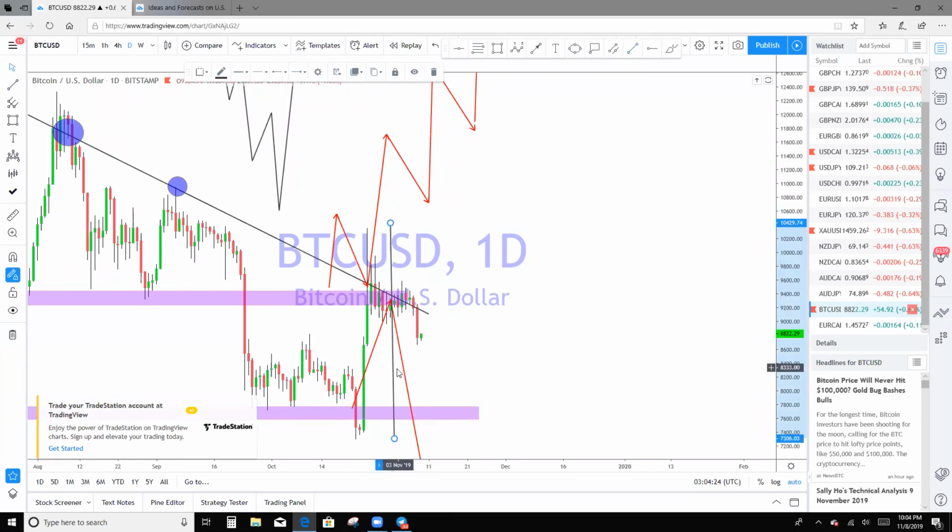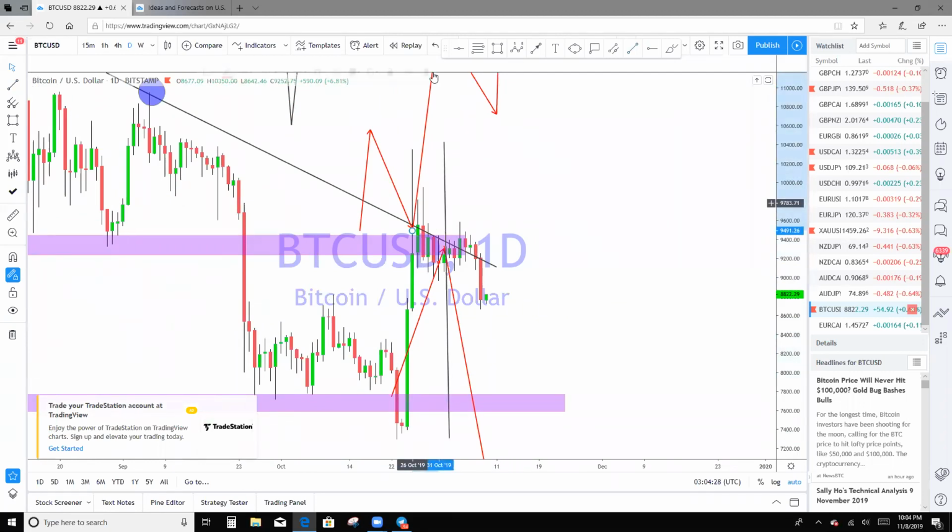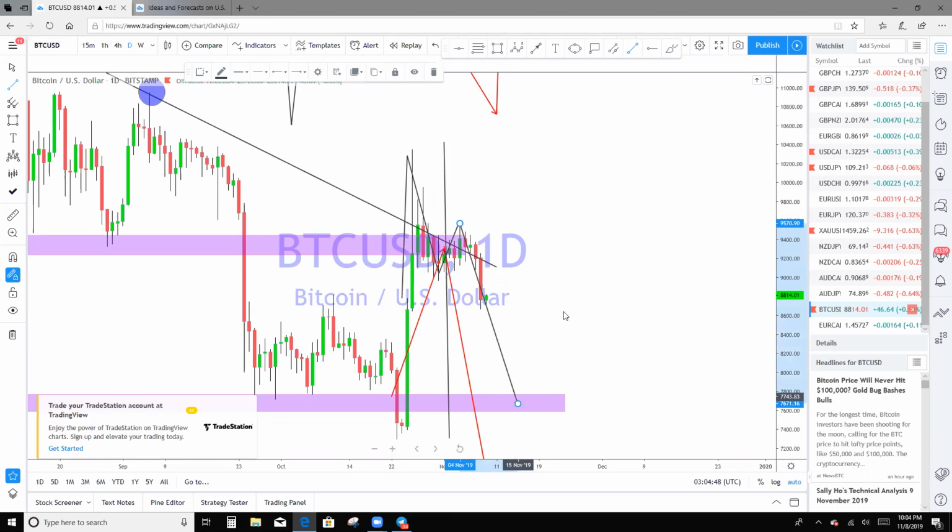here. Let me show you. Zoom in, take some of this stuff away. This is now invalid. We don't care about it. Doesn't make a difference. But look at this. That wick right there told you this is real now. A nice little M formation. Inside structure.